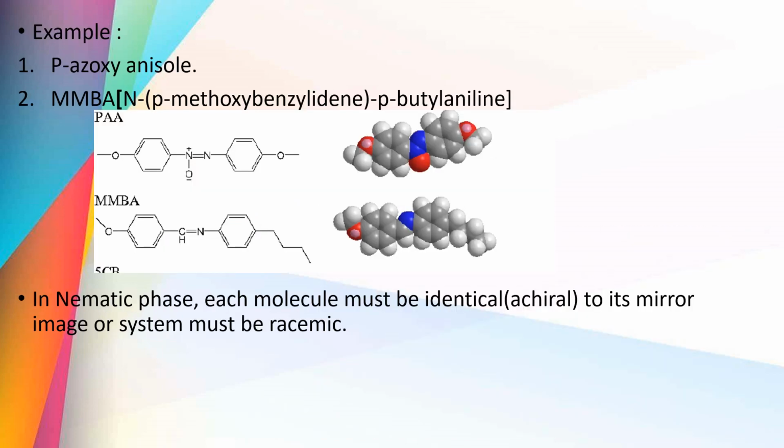Two examples of nematic liquid crystals are para-azoxyanisole and MMBA, which is N-para-methoxybenzylidene para-butylaniline. The structures of these two compounds are as shown. Another important point to be kept in mind is that nematic phases occur only with materials that do not distinguish between right and left. Either each constituent molecule must be identical to its mirror image, that is, it should be achiral, or if that is not the case, the system must be a racemic mixture of right-handed and left-handed species.